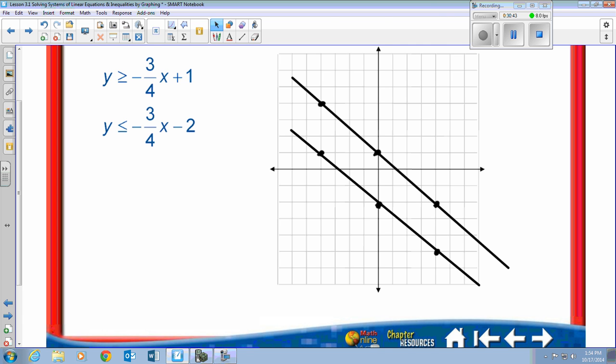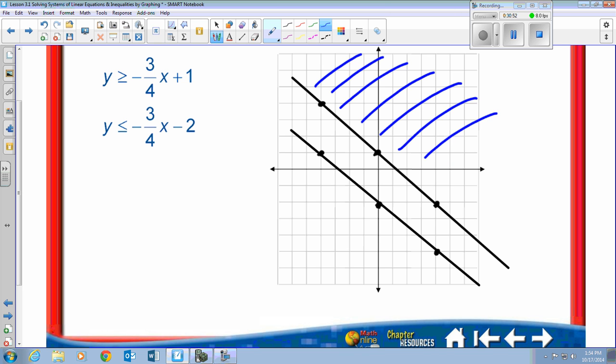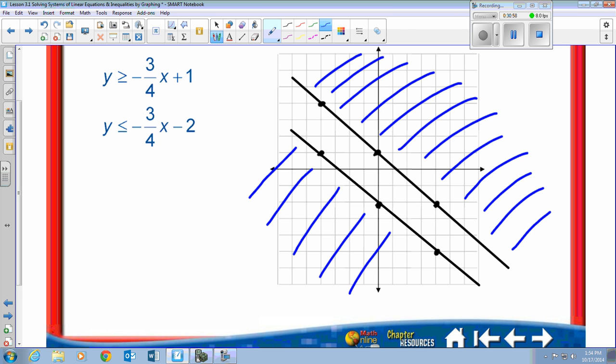So if mama's got to be happy and daddy's got to be happy, this first line here I want to be greater than this first line. So that's up here. And I want to be less than the bottom line. So where am I both greater than the top line and less than the bottom line at the same time? Nowhere. So what does that tell me? No solution.